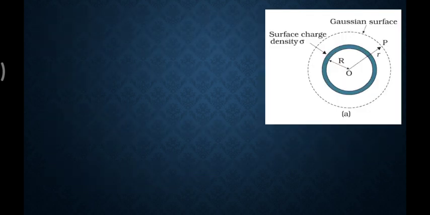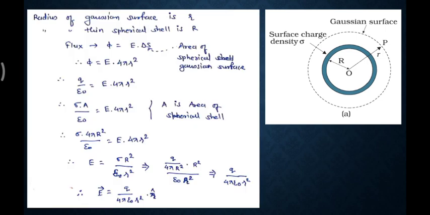Okay, this is our calculation. The radius of the Gaussian surface is r, and the radius of the spherical shell is capital R. The flux passing through the Gaussian surface, due to the presence of this spherical shell containing a charge, is E times delta S, where delta S is the area of the spherical Gaussian surface, not the area of the shell.